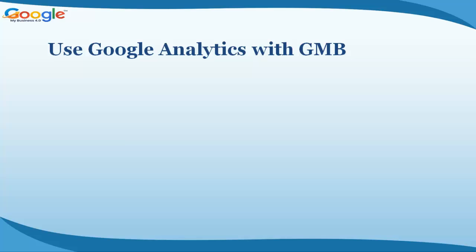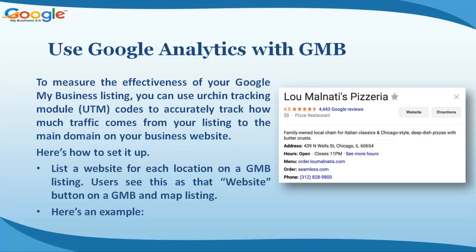Use Google Analytics with GMB. To measure the effectiveness of your Google My Business listing, you can use Urchin Tracking Module (UTM) codes to accurately track how much traffic comes from your listing to the main domain on your website. Here's how to set it up.